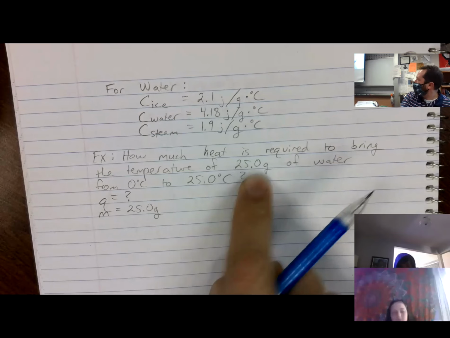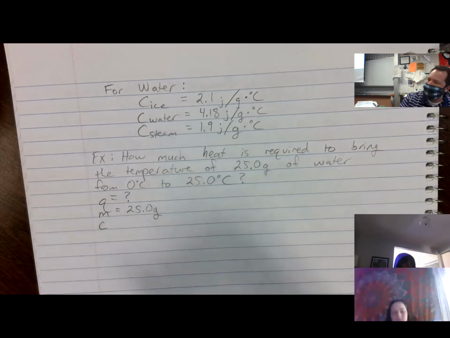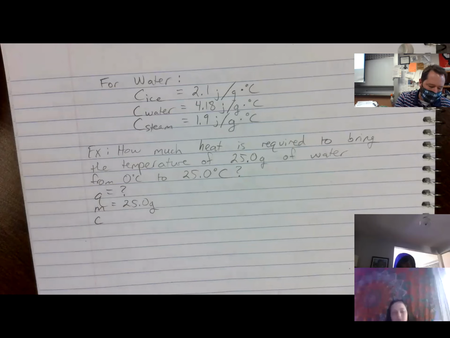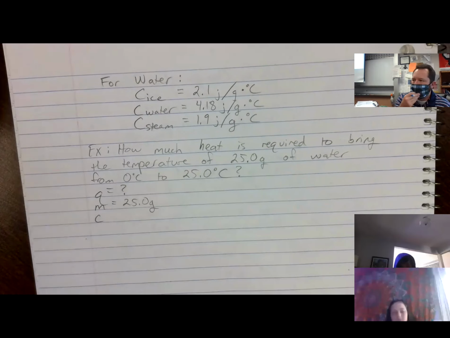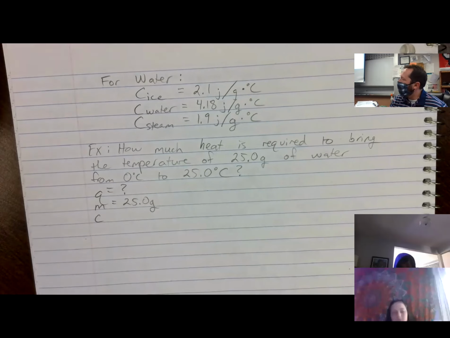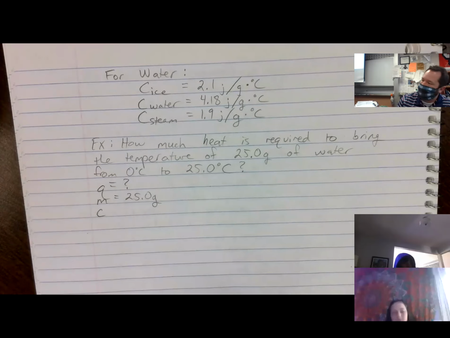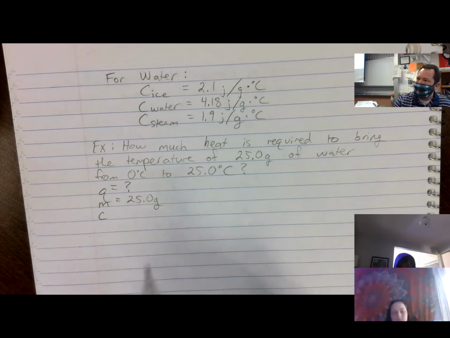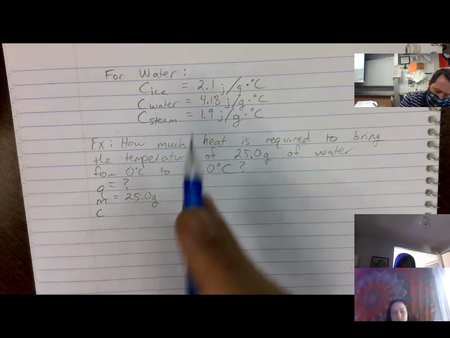So our mass, we have 25 grams of water. Our specific heat, sometimes you got to think this through. This one's pretty straightforward, but sometimes you got to think it through. We're at 0 degrees, we're going up to 25. What state of matter is water in from 0 to 25 degrees Celsius? We just talked about it on the last page. Ice melts at 0 degrees. So that means if it's melting, then you're now in liquid, and it doesn't boil until 100. So from 0 up to 25, you're going to be in the liquid form of water. So there's the one we want.